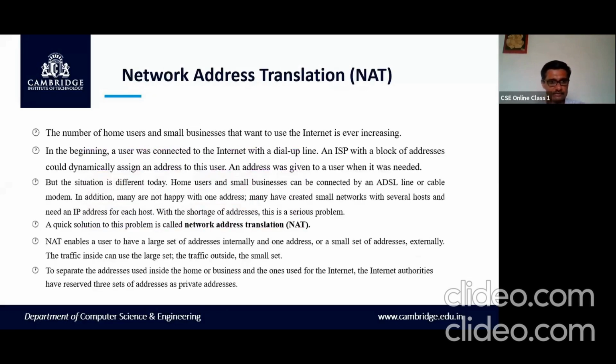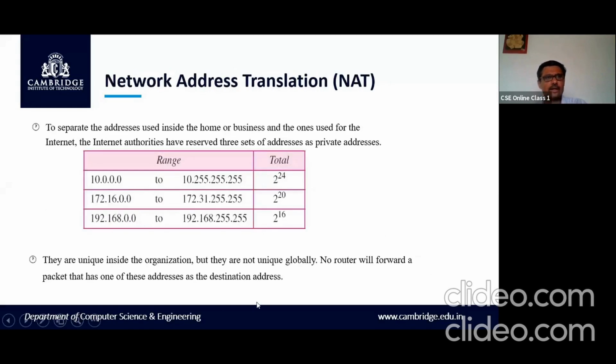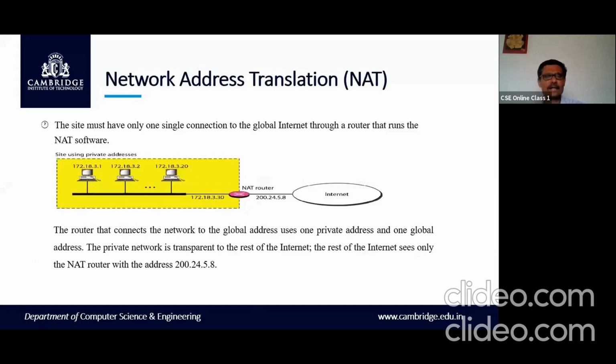Now the problem here is this. What happens to the packets which are coming from the internet? These addresses are not recognized here in the internet. What happens if the packet comes from the internet? It has to go here. So here we have to use a NAT router.